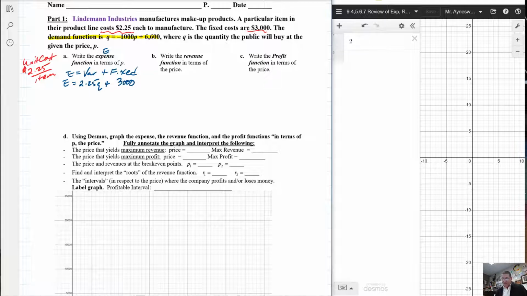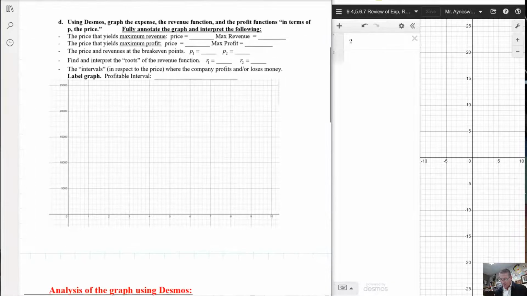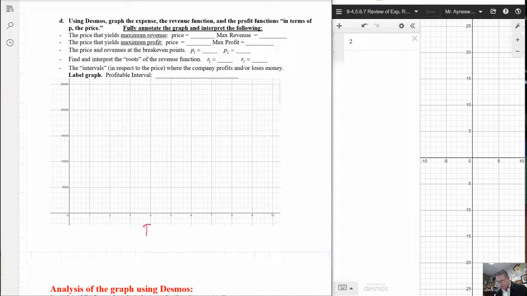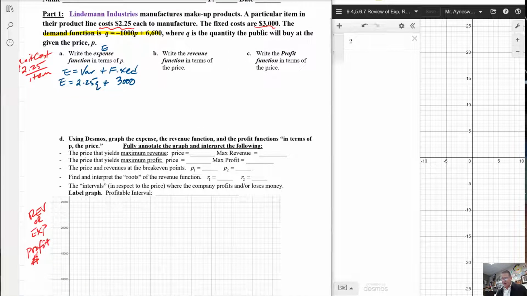Now we can't graph this on this graph right here, because on the graph we have price on the horizontal, and we're going to have revenue, expense, or profit in terms of dollars on the vertical, depending on which of the three functions we're looking at. So the price is on the horizontal, and all three of these, the revenue, the expense, and the profit, depend on the price. That means we need all functions in terms of P, not in terms of Q. So we can't graph this on the coordinate plane here, because it's in terms of Q and not P. That's why the directions say write the expense function in terms of P.